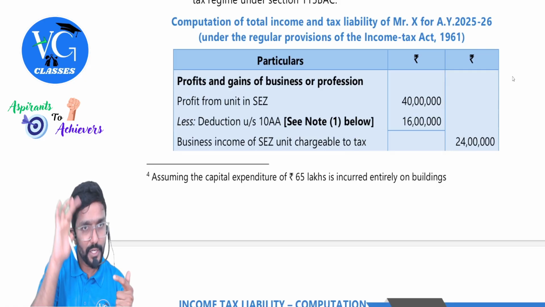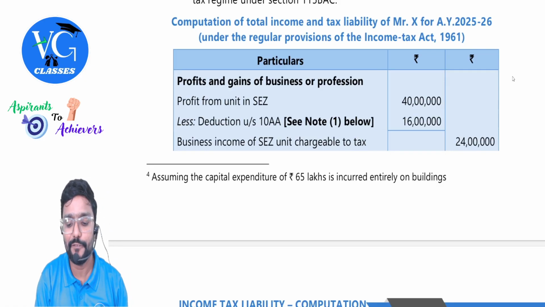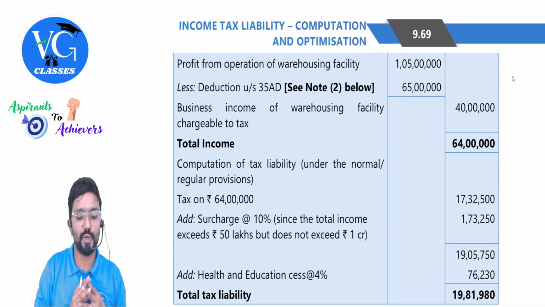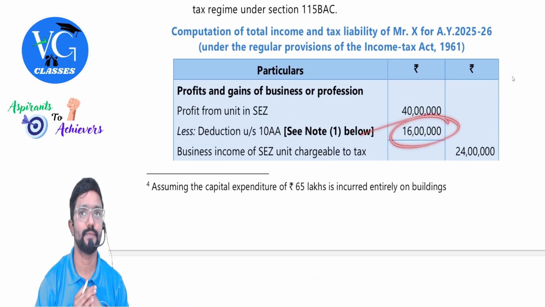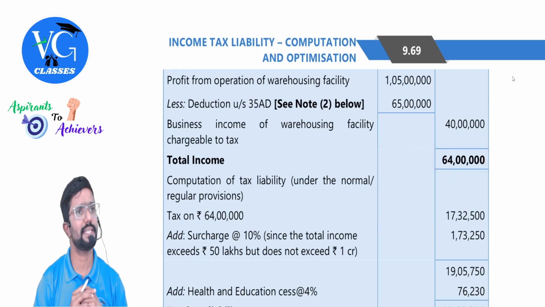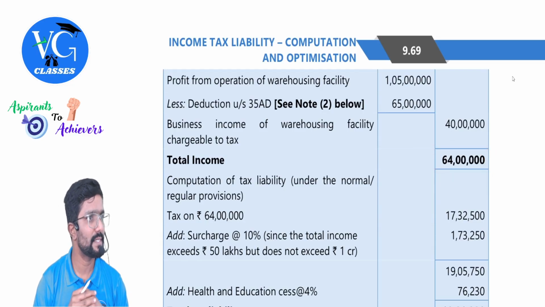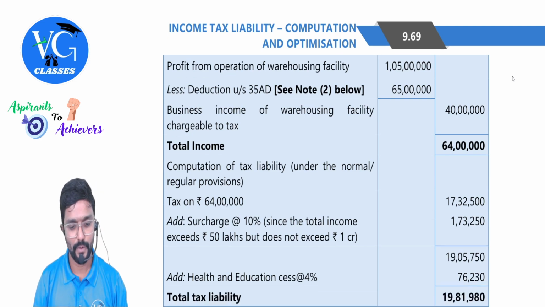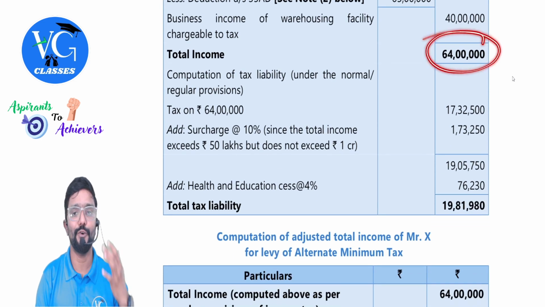So if you ask me what we should actually do, sir, you take 40 lakh plus 40 lakh, 80 lakh, as your gross total income. From gross total income, you have to reduce this 16 lakhs, where you will get total income. Total income would be 64 lakhs. Is that clear? Because 10AA deduction is against gross total income, not under the head PGBP. Okay, sir.